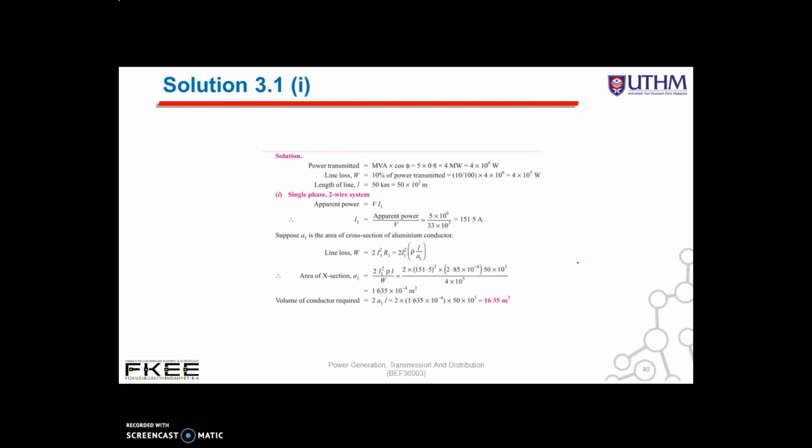So the solution for the first example: power transmitted is S times cos phi. We know that S is equivalent to VI, and we know that P equals IV cos phi. So IV is S cos phi. Okay, so here is the equation. S times cos phi, given the apparent power is 5 times 0.8, so you get 4 megawatts, or 4 times 10 to the power of 6 watts.